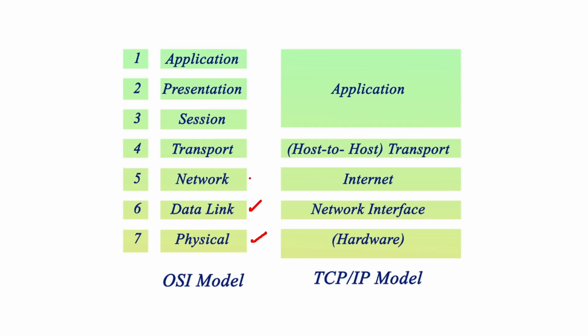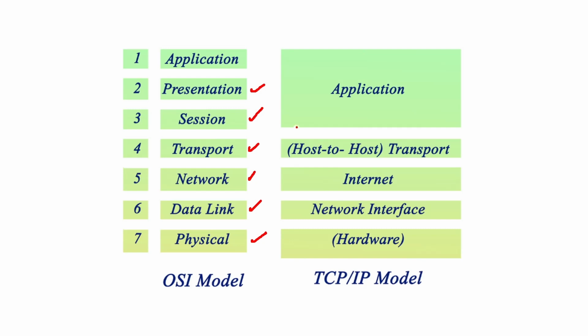At layer 5, we have the network layer. This is where the IP protocol works. IP, IPX, all these protocols work at this network layer. At layer 4, we have the transport layer. The transport layer takes care of connectionless and connection oriented protocols. We have TCP and UDP working at layer 4. At layer 3, we have the session layer. The session layer is basically to maintain the session between two connections.